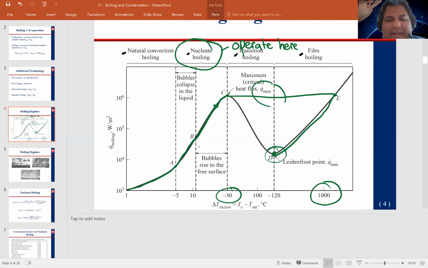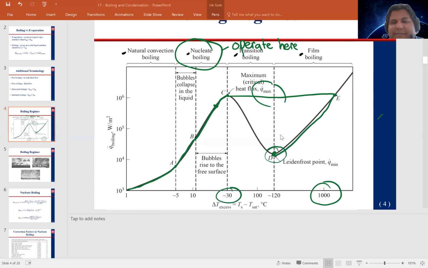Because once again, it's all about stability. So any questions on these boiling regimes? I think I might have missed this when you said it earlier, but why do we not want to operate past that nucleate boiling regime?